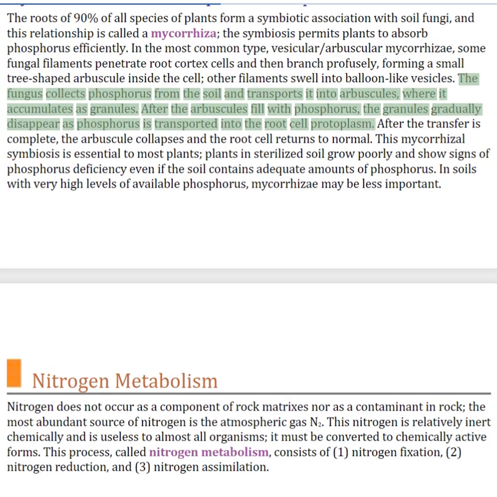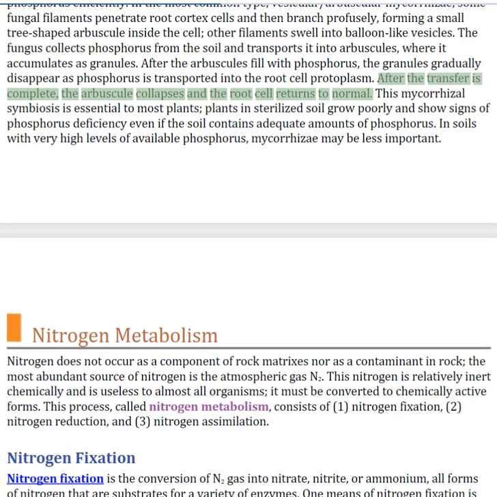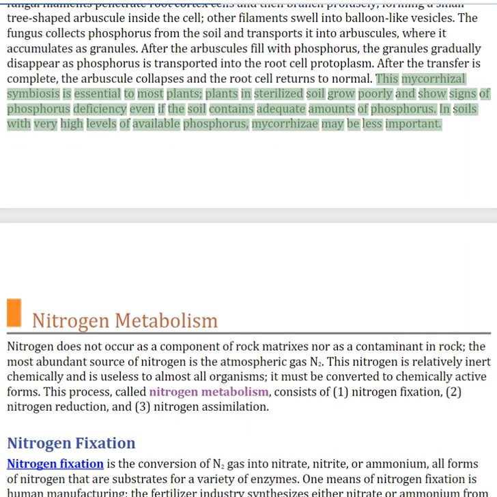The fungus collects phosphorus from the soil and transports it into arbuscules, where it accumulates as granules. After the arbuscules fill with phosphorus, the granules gradually disappear as phosphorus is transported into the root cell protoplasm. After the transfer is complete, the arbuscule collapses and the root cell returns to normal. This mycorrhizal symbiosis is essential to most plants. Plants in sterilized soil grow poorly and show signs of phosphorus deficiency even if the soil contains adequate amounts of phosphorus. In soils with very high levels of available phosphorus, mycorrhizae may be less important.